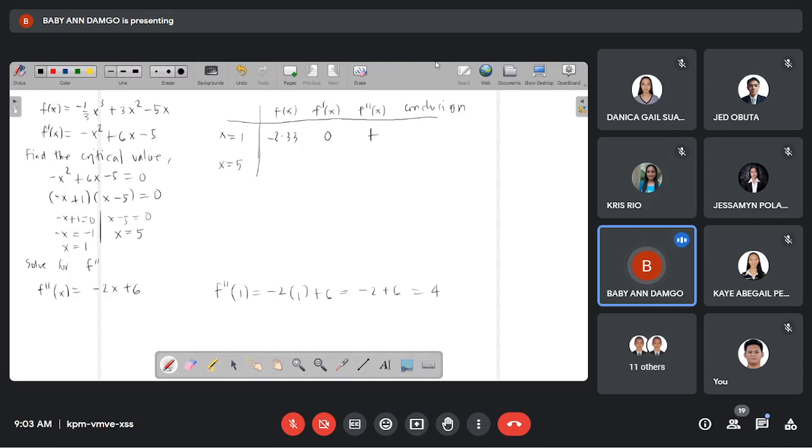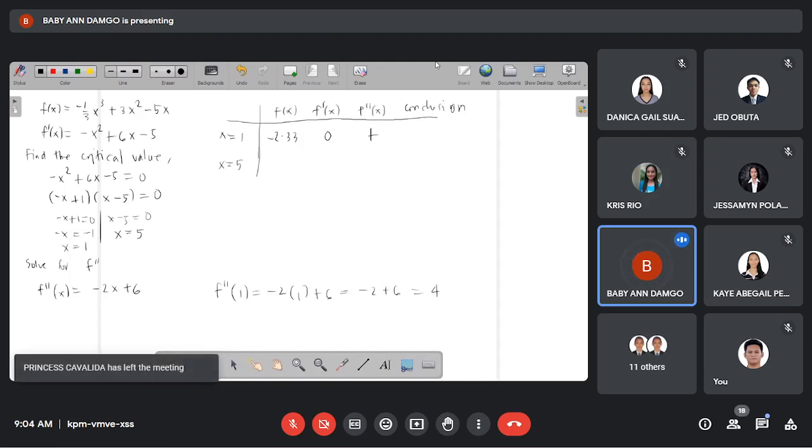Okay? So the second derivative, we will substitute now. So we have the second derivative at 5. So this is negative 2 times 5 plus 6, which is equal to negative 10 plus 6, which is negative 4. So we have a negative. Okay? So we will use the second derivative.